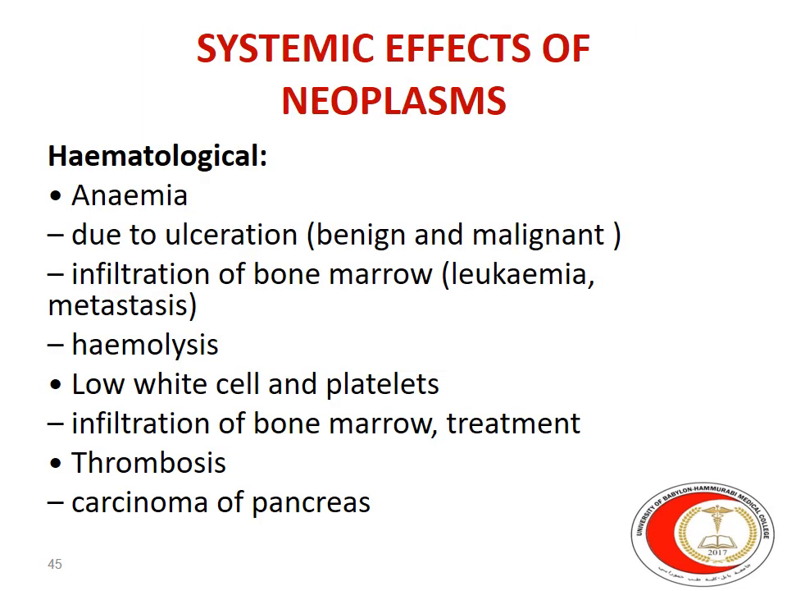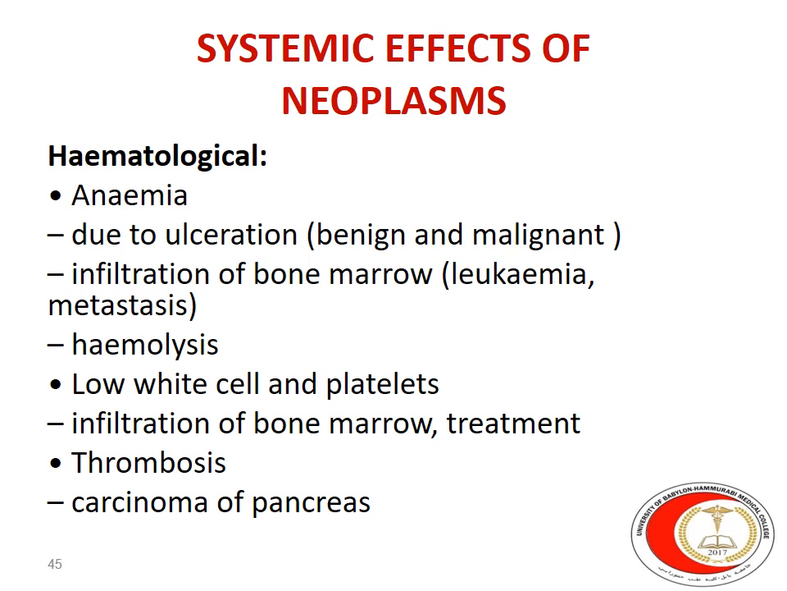Regarding the systemic effects of neoplasms, they could be hematological. A patient could present with anemia. This anemia could be due to ulceration, which occurs in both benign and malignant tumors, or due to infiltration of the bone marrow. The normal bone marrow, which is the factory for the production of RBCs, will be occupied by malignant cells, like in cases of leukemia or secondary metastasis to the bone marrow.